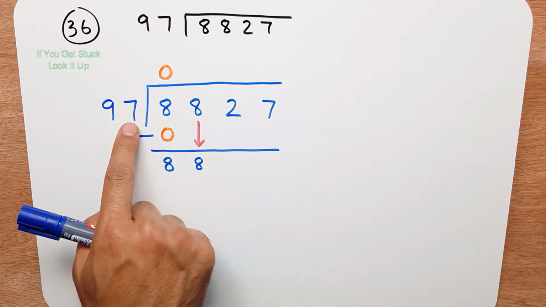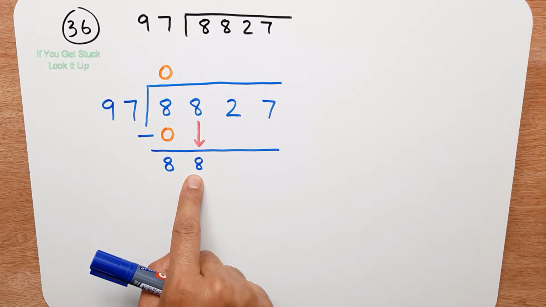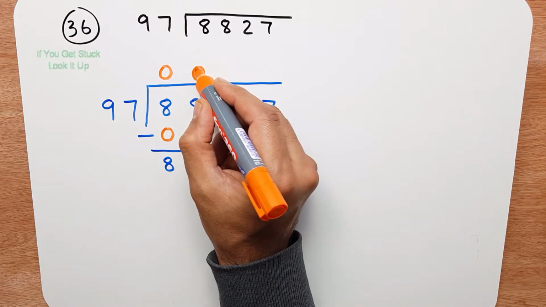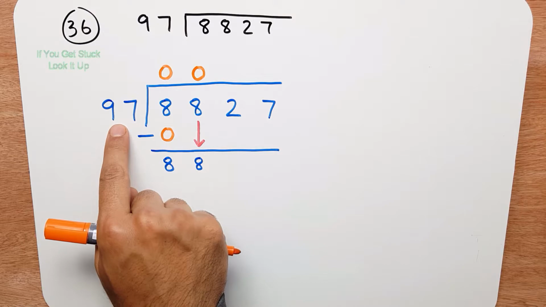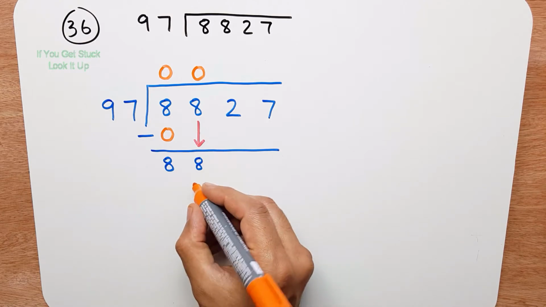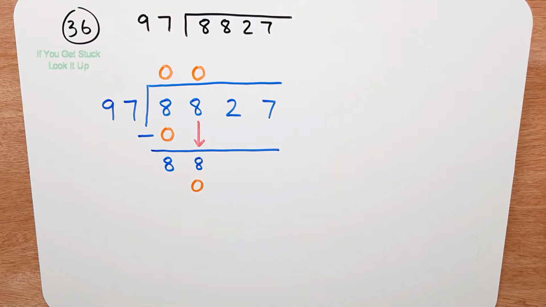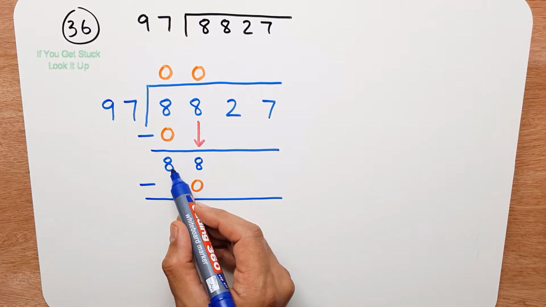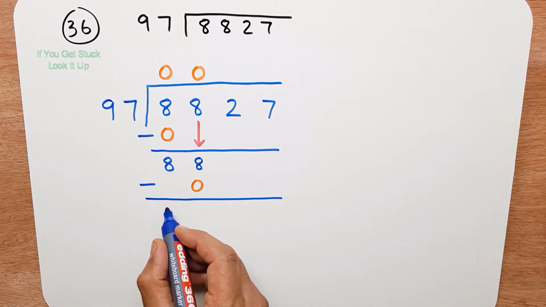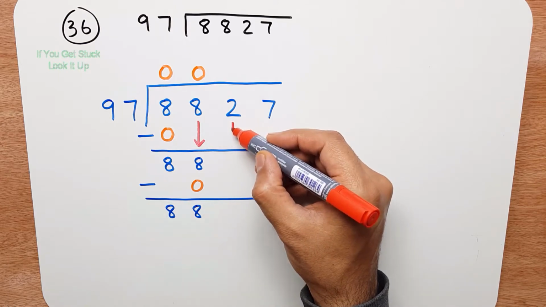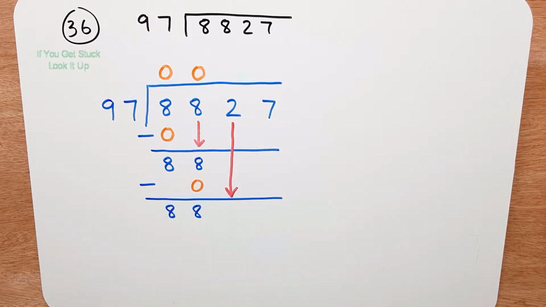How many 97s can I get from 88? I can't get any. So I put a 0 here. Now the question is 97 times 0 is 0. Now what I simply do is subtract these two. So you have 88 take away 0 is 88. So I can write that here. And as before, I bring the next digit down as a helper. Now my number is 882.